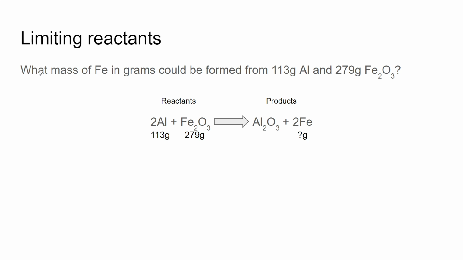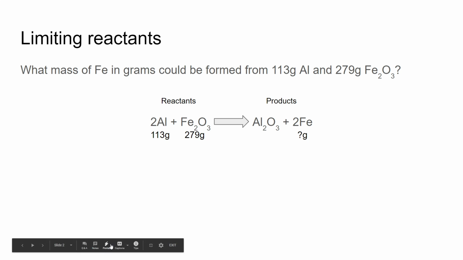And the question is, what mass of iron in grams could be formed from 113 grams aluminum and 279 grams of iron oxide? So I put a visual representation of the reactions. So remember that the left of the arrow are the reactants, so the aluminum and iron oxide, and then the right are the products, so whatever that is, and iron. I also put that we have 113 grams of aluminum, 279 grams of iron oxide, and we're going to be finding out how many grams we can produce with each of these substances.